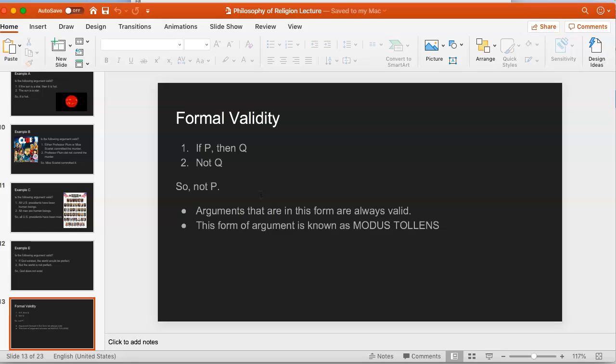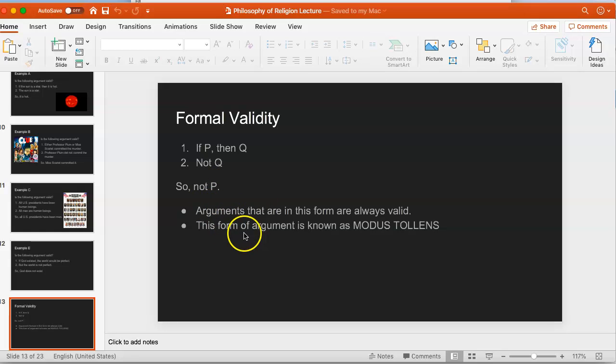So there's a kind of pattern, and we can represent that pattern with letters in place of the component clauses. So here we have if P, then Q, not Q, so not P. Now, this argument form is always valid. That is to say, whatever you put in place of P and Q, as long as the same thing is in place of P throughout and the same thing in place of Q throughout, and as long as what's put in place of P and what's put in place of Q are each coherent, what could be a coherent sentence, then you have a valid argument.